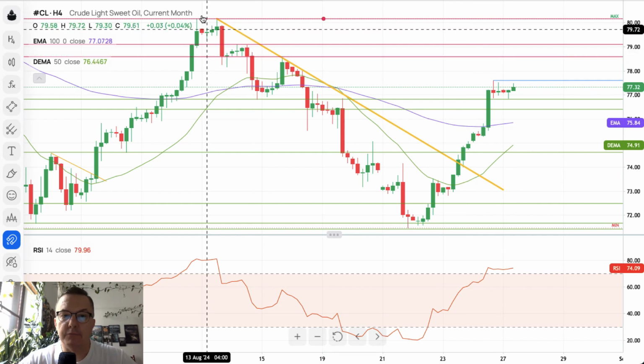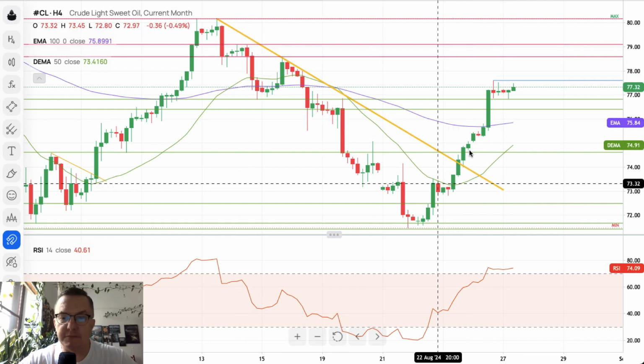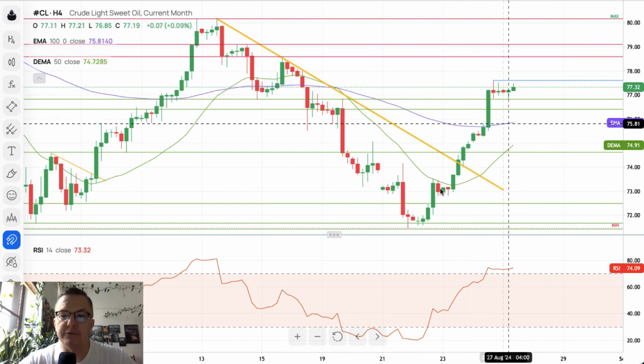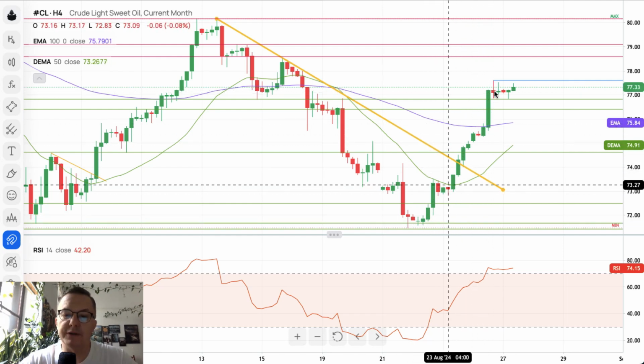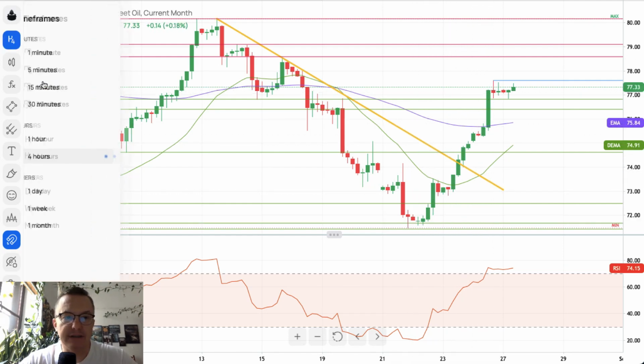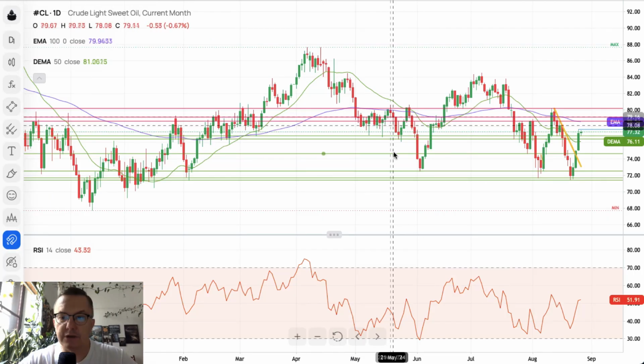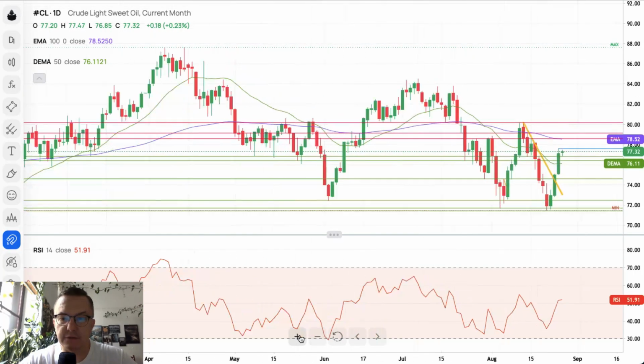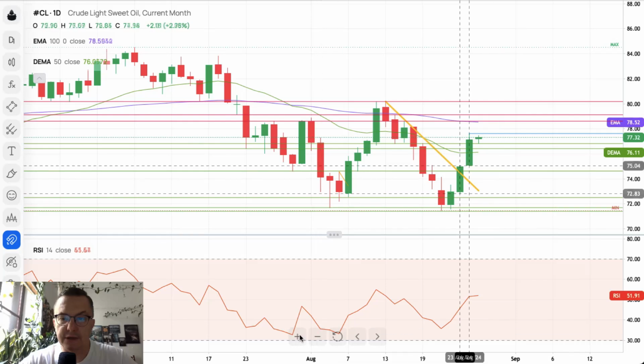We can see breakout above the trend line, breakout above the 50 and 100 periods moving average. Very strong movement, almost all green candles. On the daily time frame chart, it will look really impressive. It will look really nice. Look at this, 3 green candles.